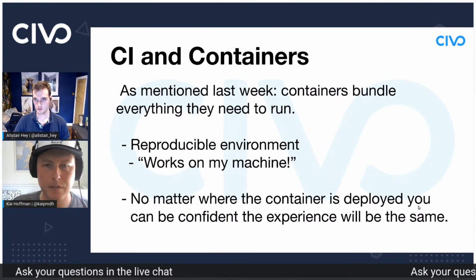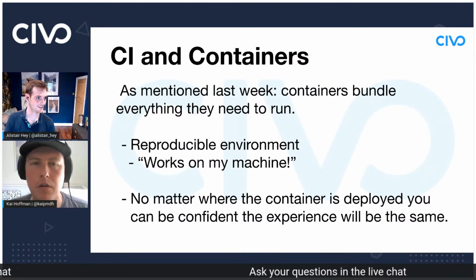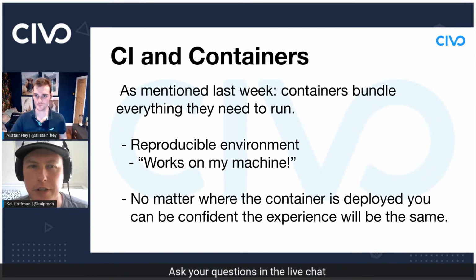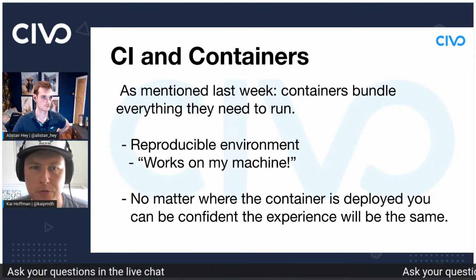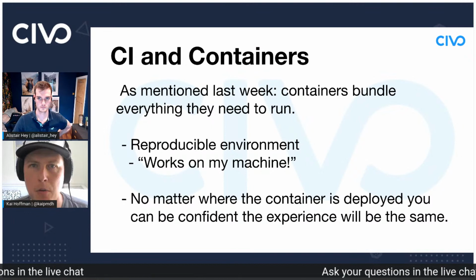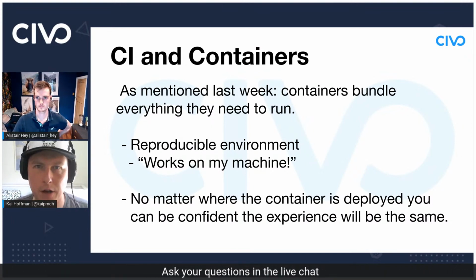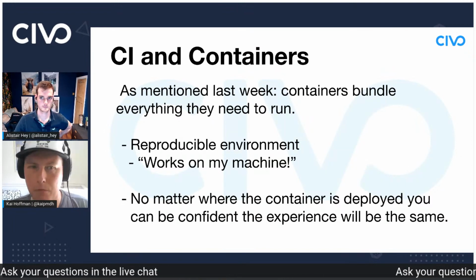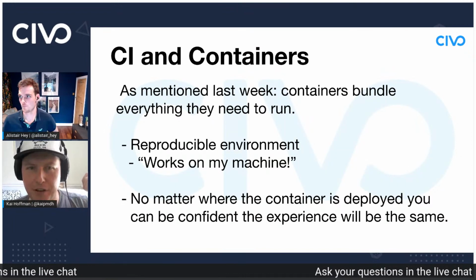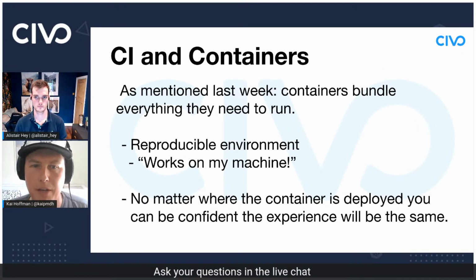So next slide. Yeah. So we kind of alluded to this: what do CI pipelines do? And since we're talking about DevOps and modern software delivery, we're ultimately going to be talking about containerized applications. And containers, once again, watch last week's session if you haven't already, but they bundle everything that you need to run an application.